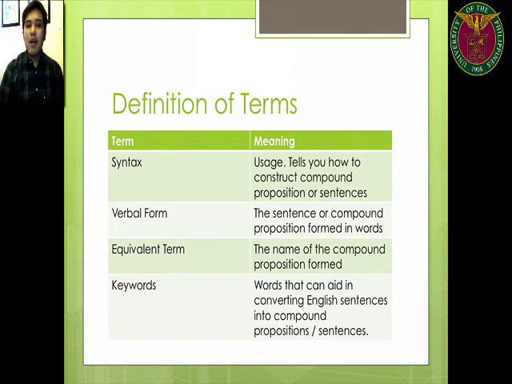So let's define a few terms before we move on. First, again, syntax. Syntax is about usage, and it tells you how to construct simple and compound propositions or sentences. Verbal form refers to the sentence or compound proposition formed in words. The equivalent term is the name of the compound proposition formed. And finally, there will be some keywords that we will be using to aid you in converting English sentences into compound propositions or propositional sentences.